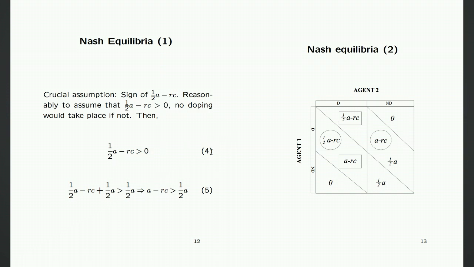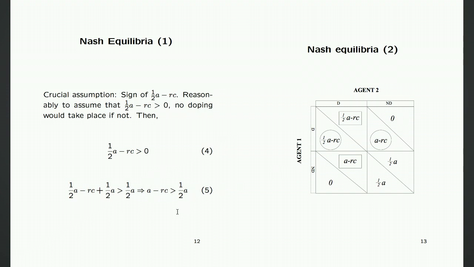Given this assumption, it's easy to see that by just adding half an A on each side of this inequality, as we do down here, we add half an A on the left-hand side, half an A on the right-hand side, and then we can take half an A plus half an A, which is a whole A, so it's A minus RC bigger than half A. And this means that by making this assumption, we can establish this best reply function, half A minus RC is bigger than 0 here.